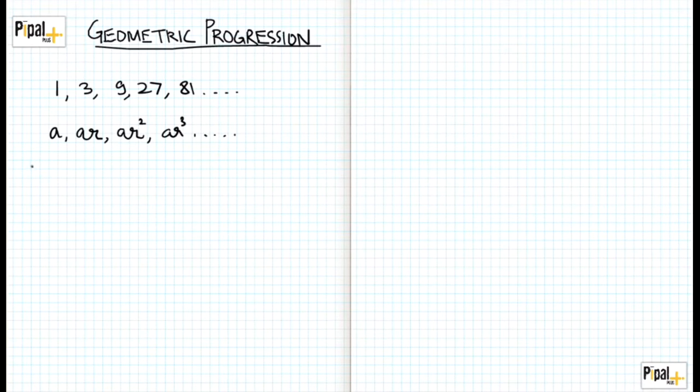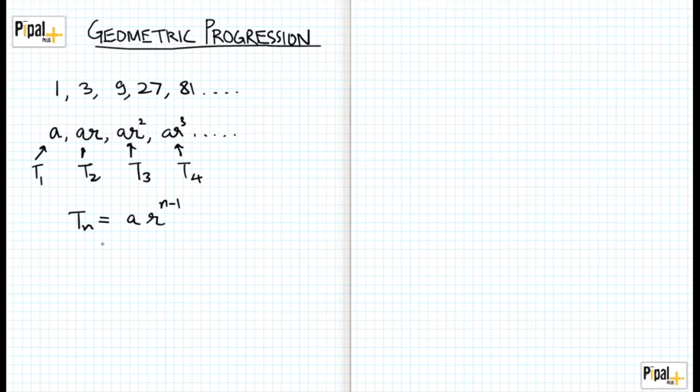So you notice that the first term is a, the second term is a times r, the third term is a times r square, and so on, which means that the nth term will have a and it will have n minus 1 r's multiplied with a, right?